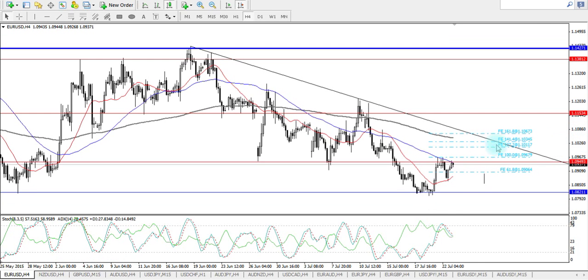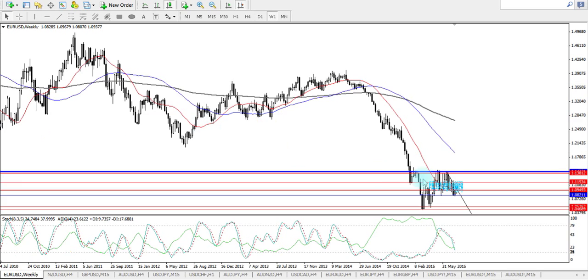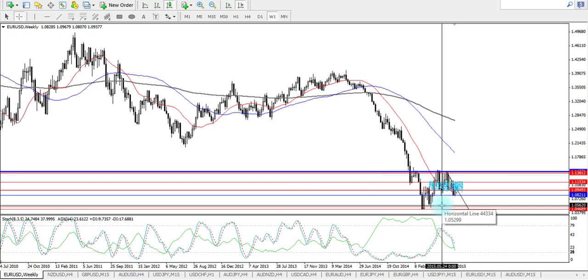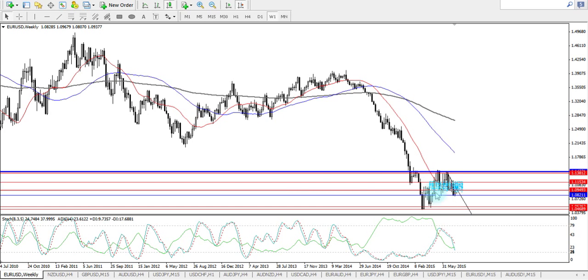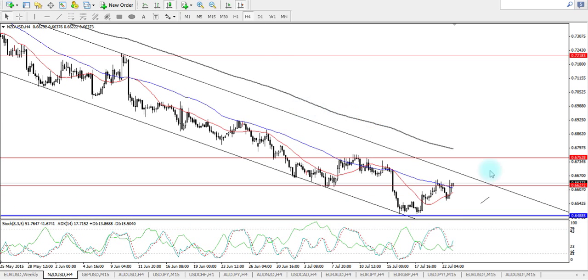If price were to break above, look for a long opportunity. For the short opportunity, of course, expecting price to fall all the way back to the key support level, the price of 1.0821, and further down back to the previous low, based on the weekly chart, at the price of 1.0562.